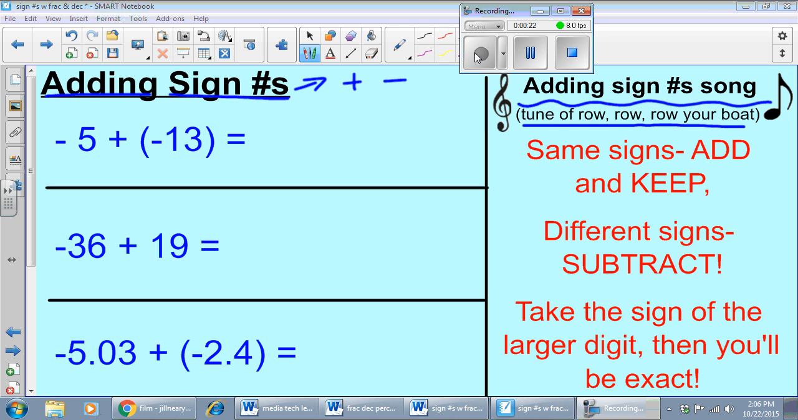Same signs, add and keep, different signs, subtract. Take the sign of the larger digit, and you'll be exact.